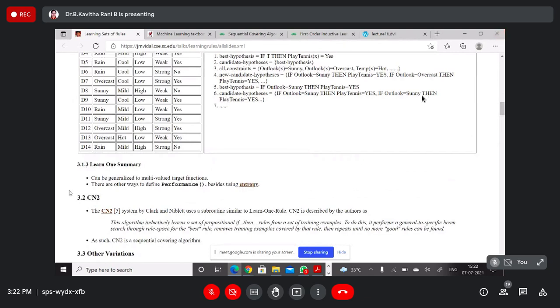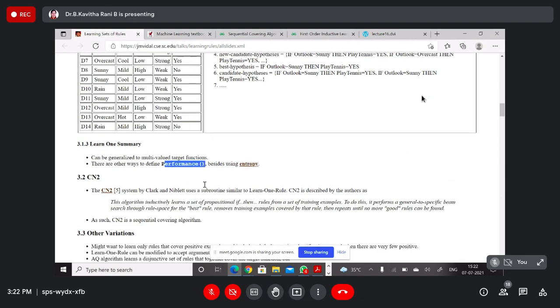Here it can be generalized to a multi-valued target function. A multi-valued target function gives two outputs, so for a particular variable you will be having two outputs. There are other ways to define performance besides using entropy. In the case of the decision tree, we have used entropy. In the same way, we will be using performance here.